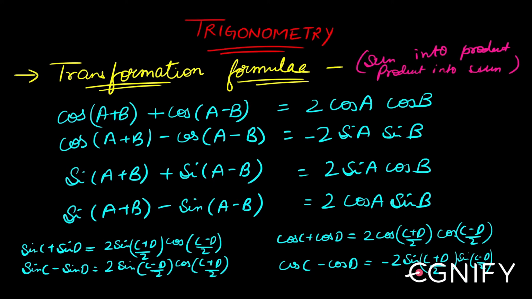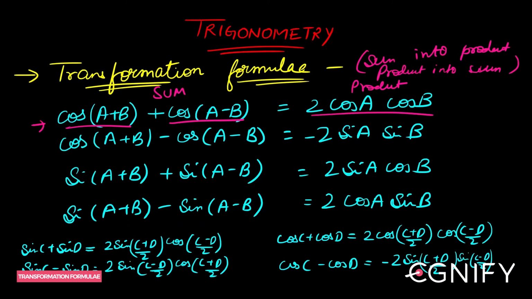So cos, you have a sum on this side and a product on this side. So cos A plus B plus cos A minus B. You know the formula for cos A plus B, and you know it for cos A minus B. You put them here, add them, and you will get this formula as the product.